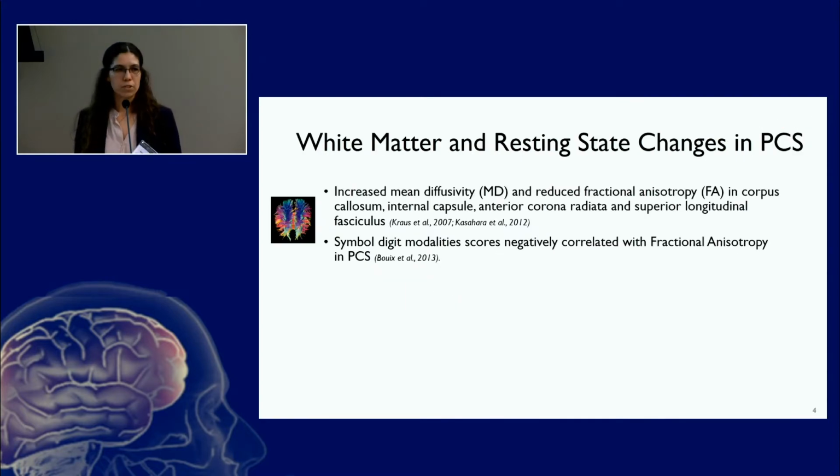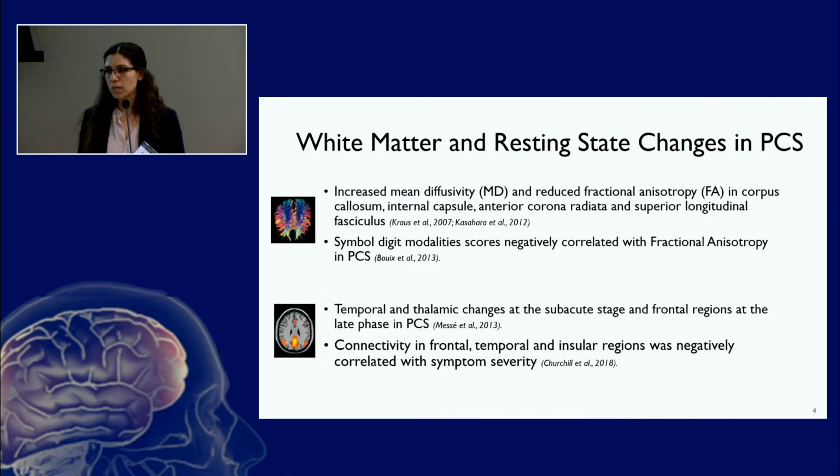Of course, researchers have been trying to use different techniques to detect subtle changes that you might see in the brain. One of them is white matter integrity, especially in long tracts, such as the corpus callosum and anterior corona radiata, and so on. And the reduced integrity of these white matter tracts has been correlated with executive functioning.